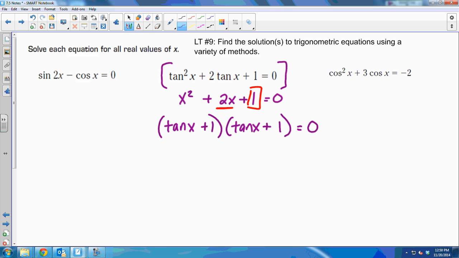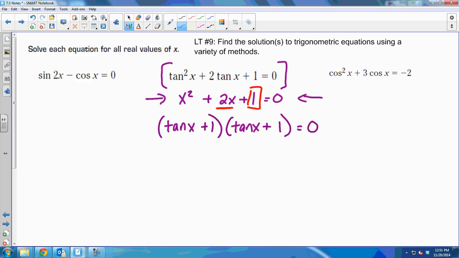All right, if you can't move things around and factor like we've been doing, then you're going to have to factor. Right, so if you were just factoring this right here, you get x plus 1 times x plus 1. You're just replacing the x's with tangent x's.